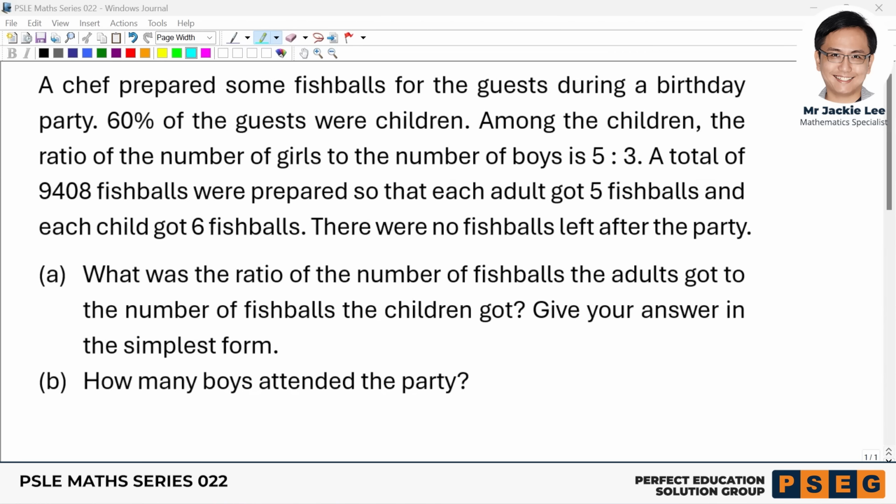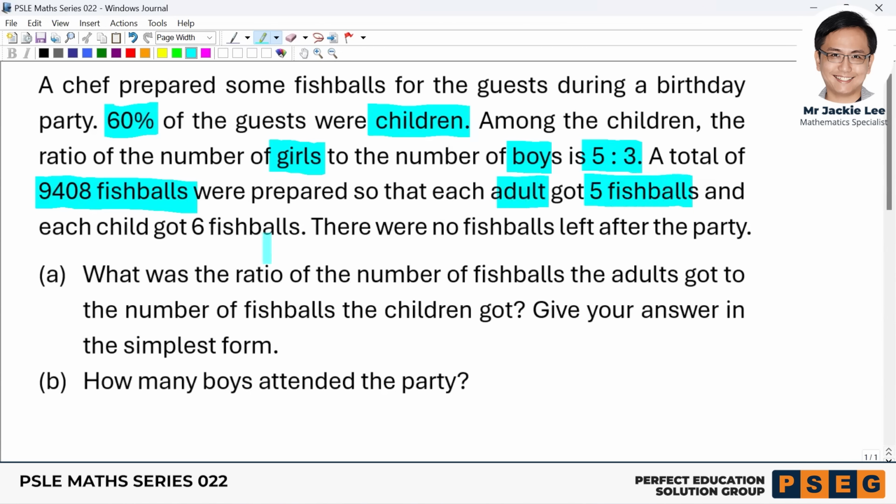Prepare some fishballs for the birthday party. 60% of the guests are children, so therefore 40% should be adults. Within the children, the ratio of girls to boys is 5:3. A total of 9,408 fishballs are prepared, so that each adult gets 5 fishballs and each child gets 6 fishballs. The question now is: what is the ratio of the number of fishballs the adults receive versus the children? Give your answer in the simplest form.